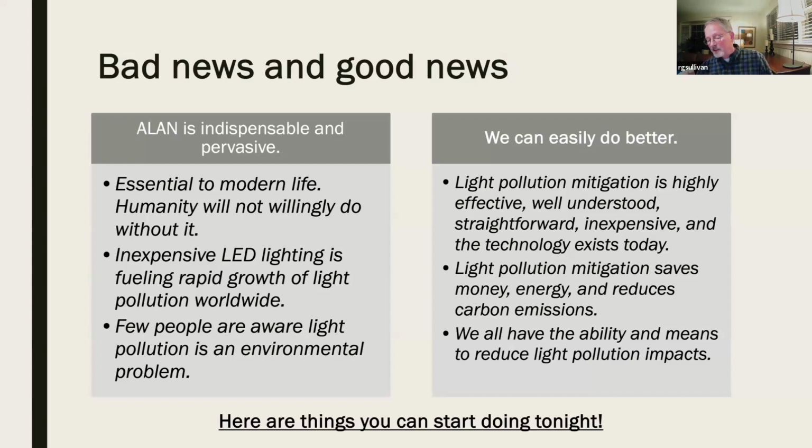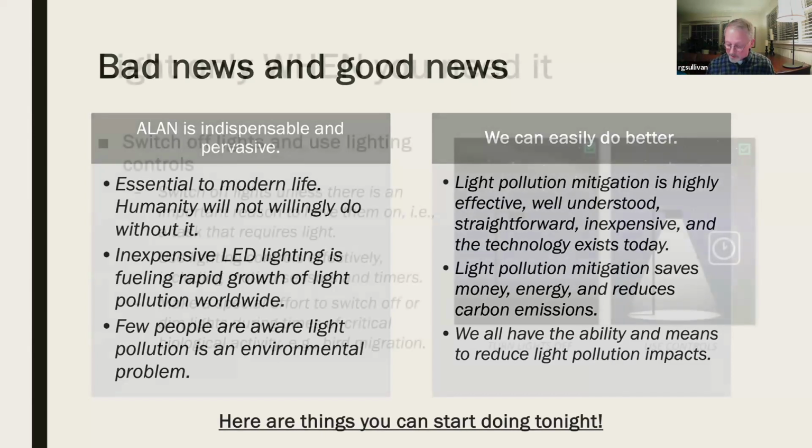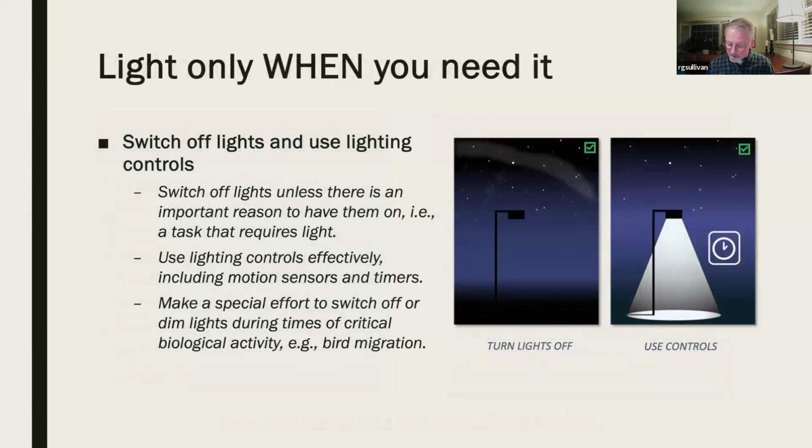And the last piece of good news is all of you can do something about this right tonight when you go home. Although in winter, there aren't that many insects, at least, out there to worry about. That's why your Christmas lights per se aren't a big problem. But if you got those yard lights on in the summer, that's a definite problem.